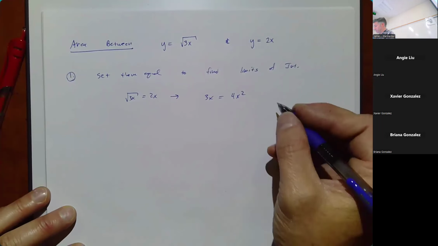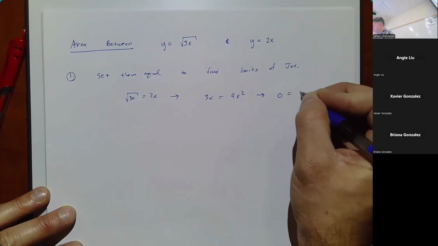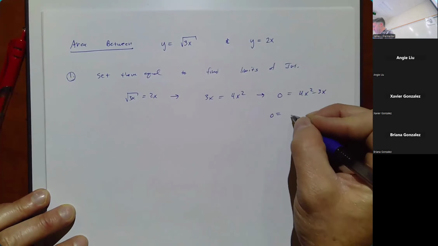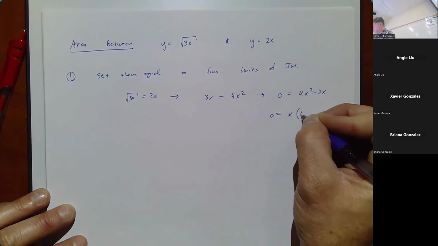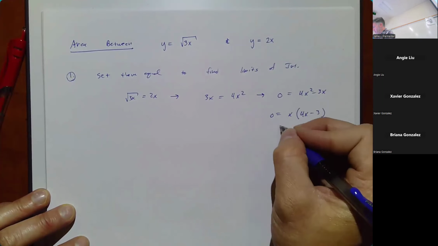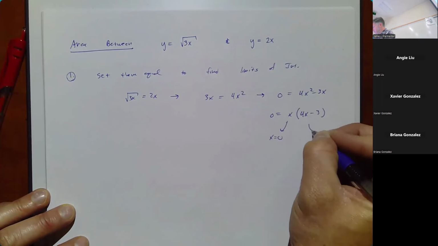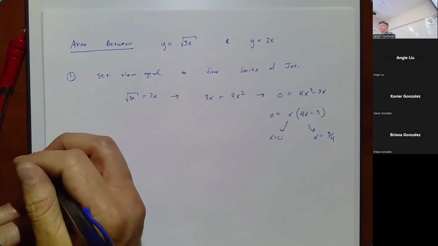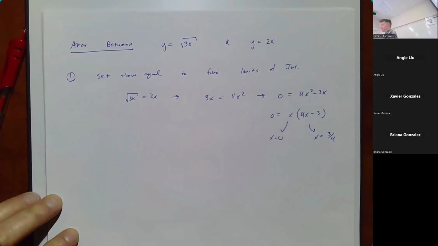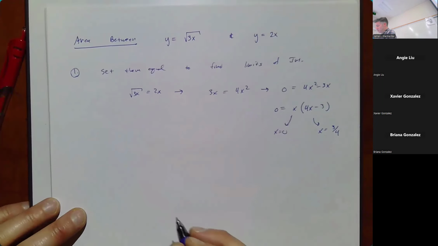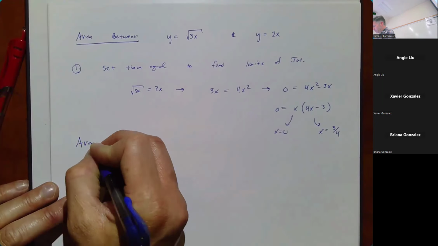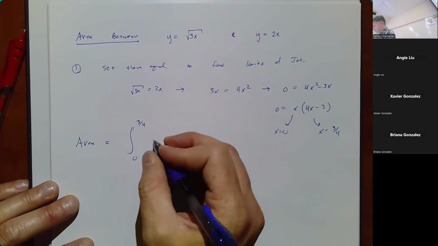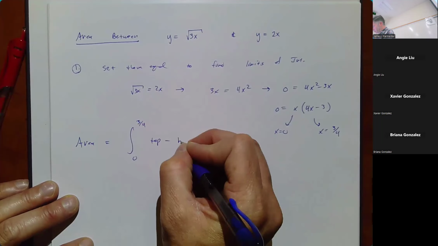Instead, I'm going to bring everything to the right side. I'm going to get 0 equal to 4x squared minus 3x. I'm going to factor out an x on the right-hand side. I'm left with a 4x minus 3. So I've got either x equal to 0 or x equal to 3/4. Nice. Not really, no. So then our area is going to equal the integral from 0 to 3/4 of the top function minus the bottom function.